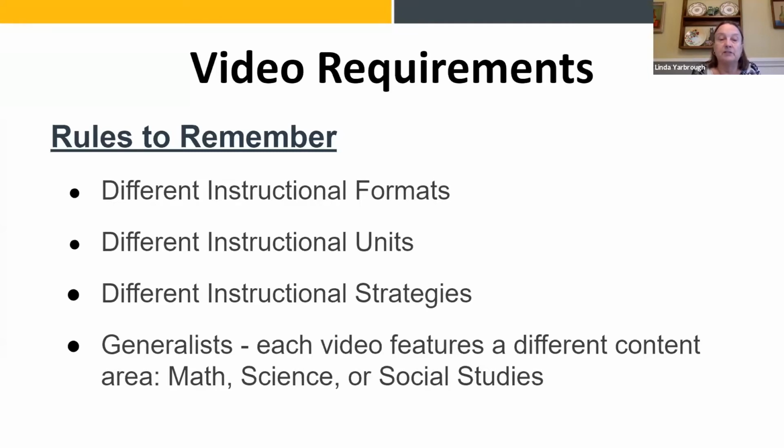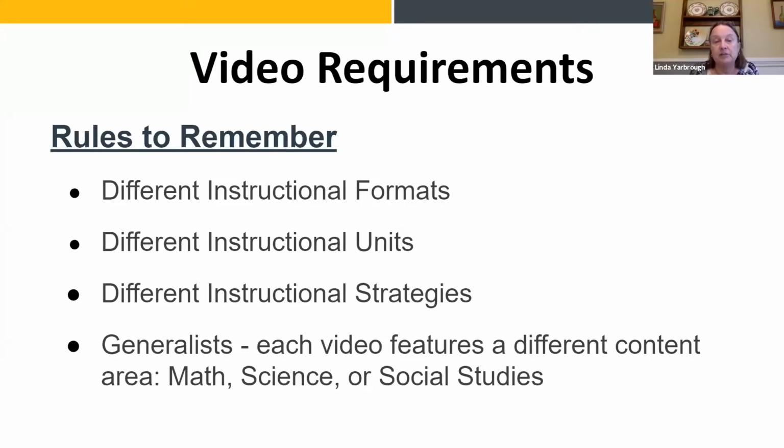Sometimes we have candidates who ask about submitting a video using a certain instructional strategy in a whole group format, and then using the same instructional strategy in a small group format. I would caution you against doing this because that's really not different instructional strategies. Again, you want to show your flexibility as an instructor and your knowledge of pedagogy of how to teach your content. So you're going to want to choose different instructional strategies for each video and justify why they are appropriate for your students for these objectives at this point in time.